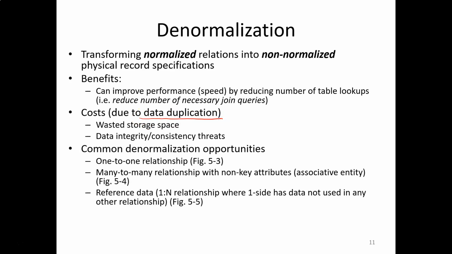And also it will threaten the data integrity and the consistency. So you have to take precautions to ensure that the data is consistent in these denormalized tables. You don't want to denormalize unless it's necessary. There are three common denormalization opportunities. One is the one-to-one relationship. The other is many-to-many relationship with attributes. The last one is reference data. Let's look at some examples.